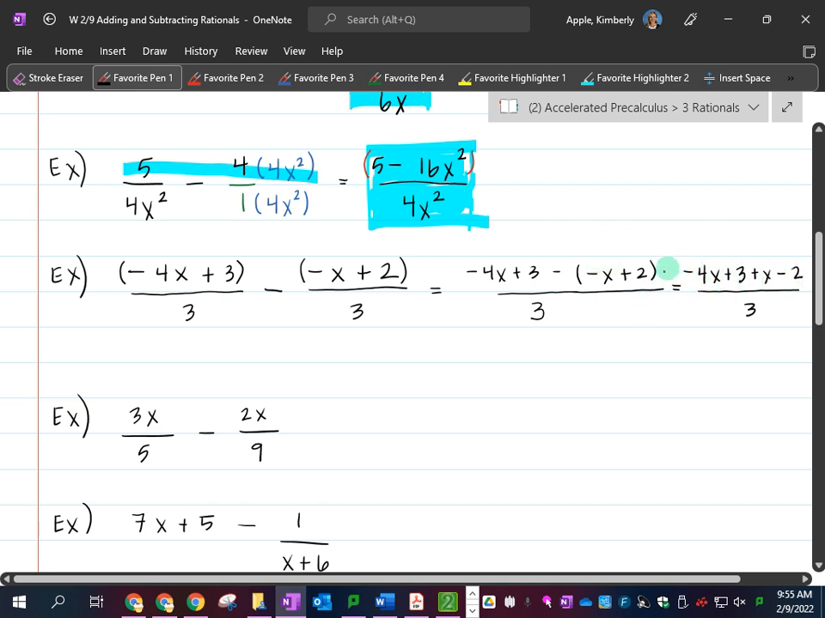All right, now I need to clean the top of this up. Combine like terms, this will be negative 3x. 3 minus 2 is 1 over 3. Again, can't factor it, nothing simplifies, so we're all done here also.